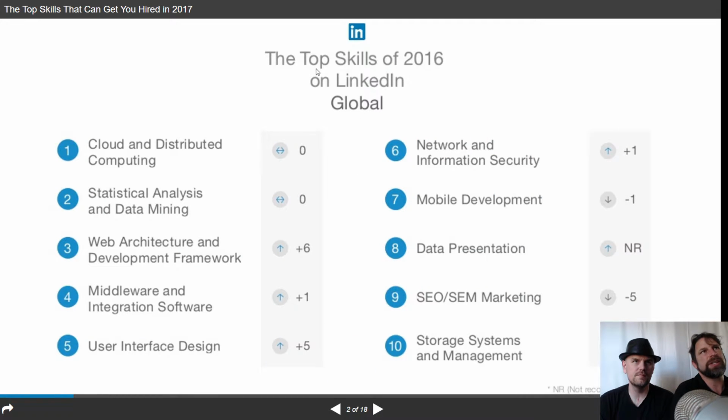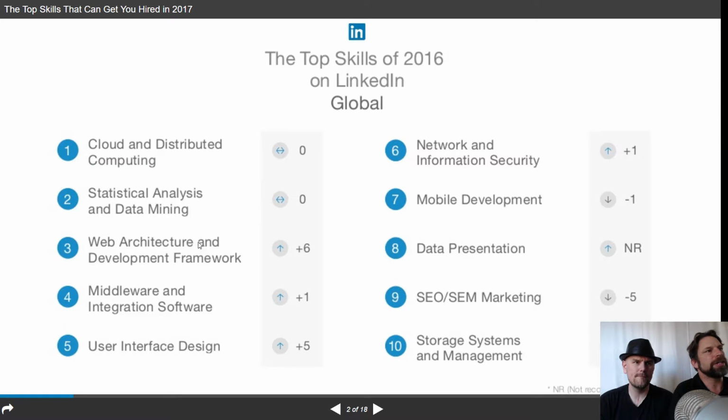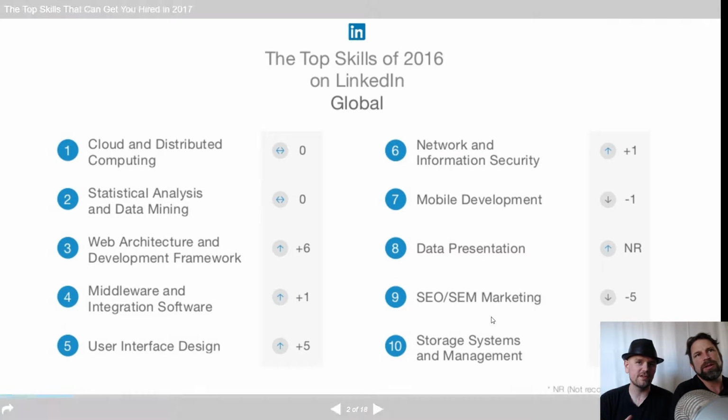So this is 2016 on LinkedIn Global, the top skills that can get you hired. Number 1, cloud and distributed computing. Sounds very brainy, but it's actually easier than you might imagine. Statistical analysis and data mining. Data mining is, of course, the whole reason that Facebook makes money. Web architecture and development framework, middleware and integration software, and so on and so forth. A lot of tech.